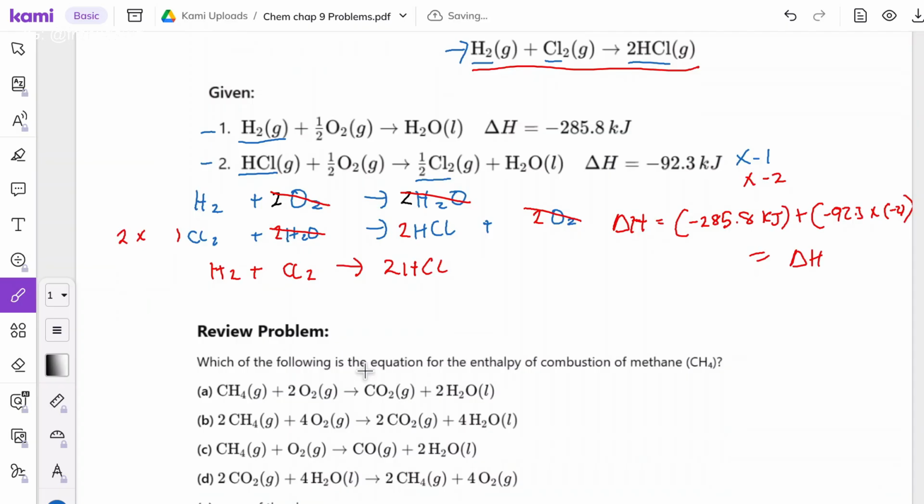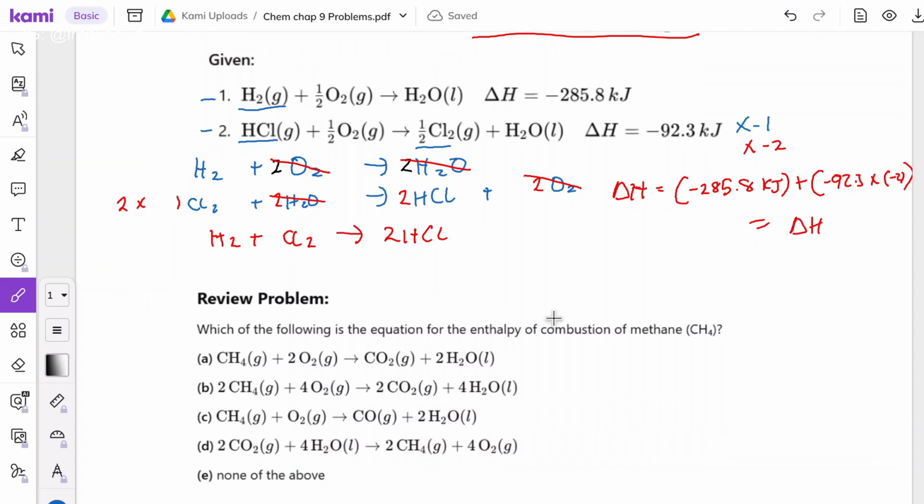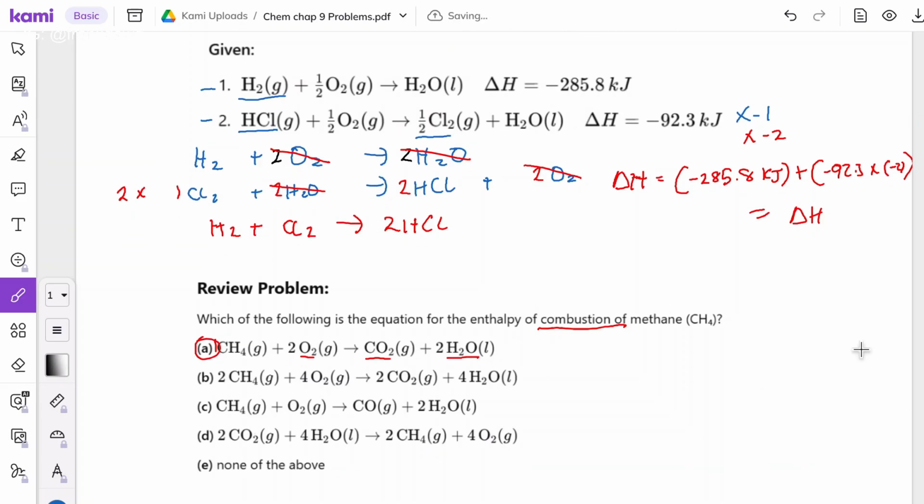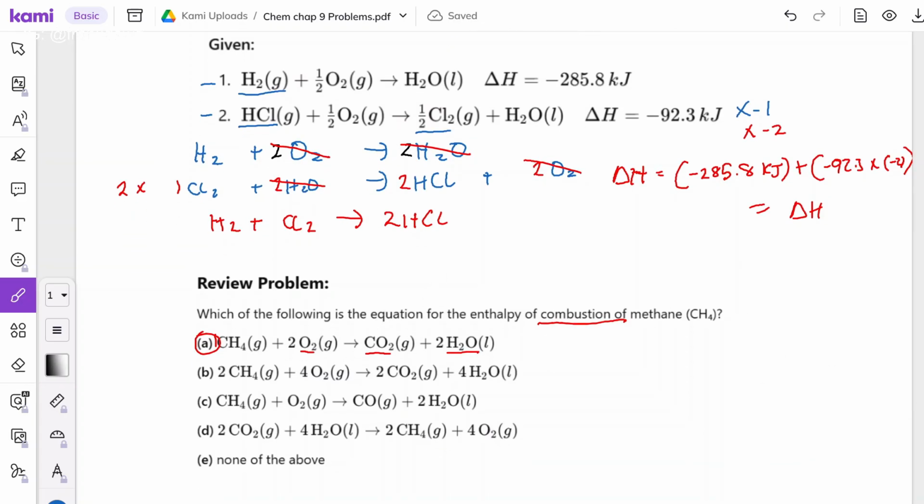And this is just a review problem here showing that for combustion reactions, the answer is A, because it's plus O2, and it gives you CO2 and H2O. But then the reason why it's A and not B is because combustion reactions only have 1 mole. This has 1 mole versus 2 moles. And this is multiplied by 2. And that's why it's A. Just something to keep in the back of your mind for multiple choice exams. Something like this could come up on the multiple choice.